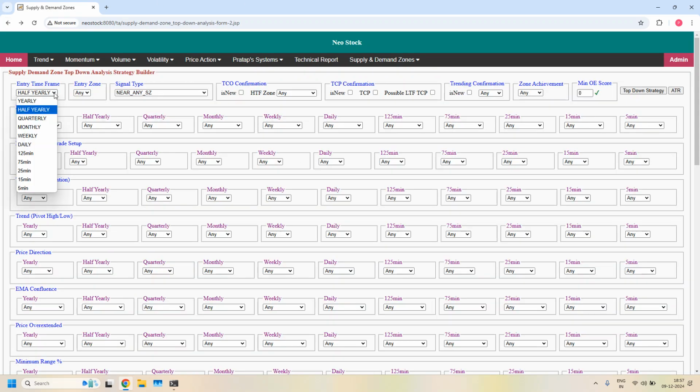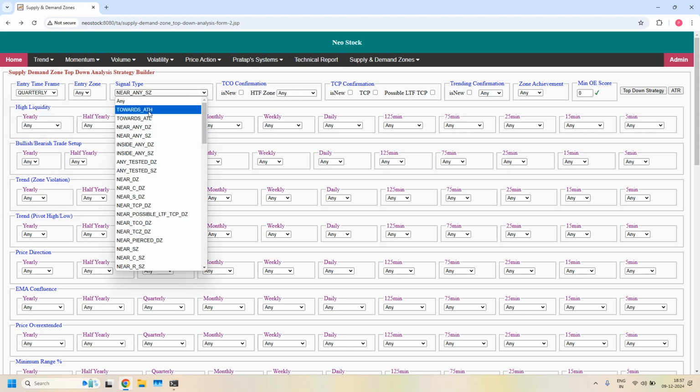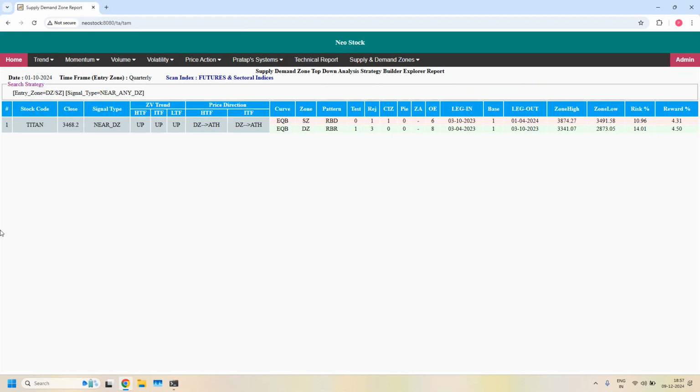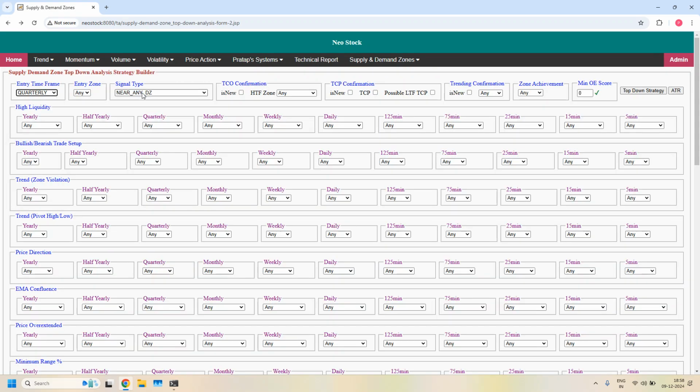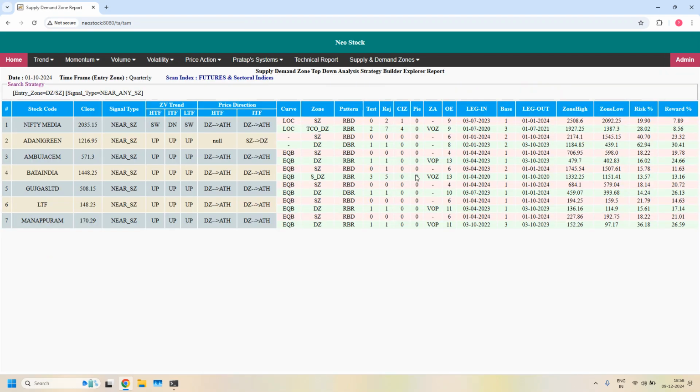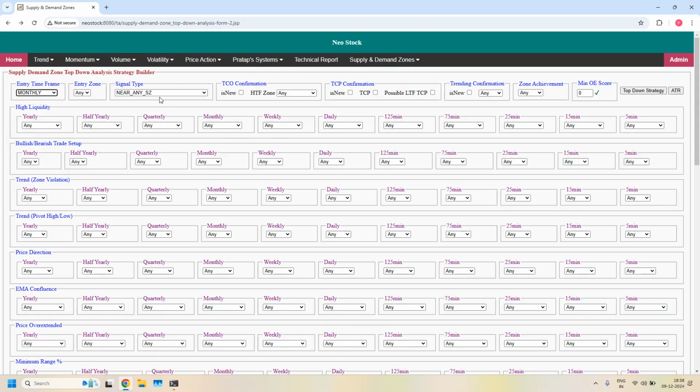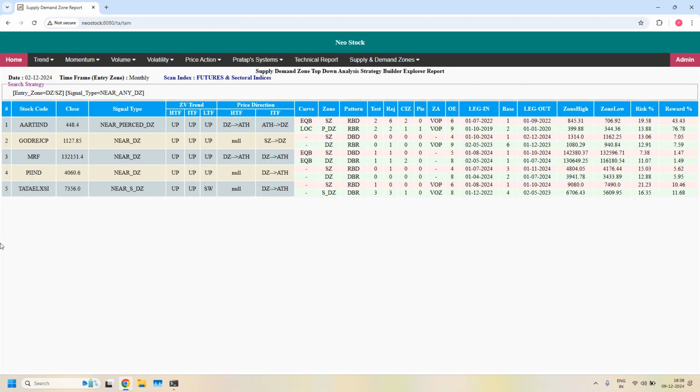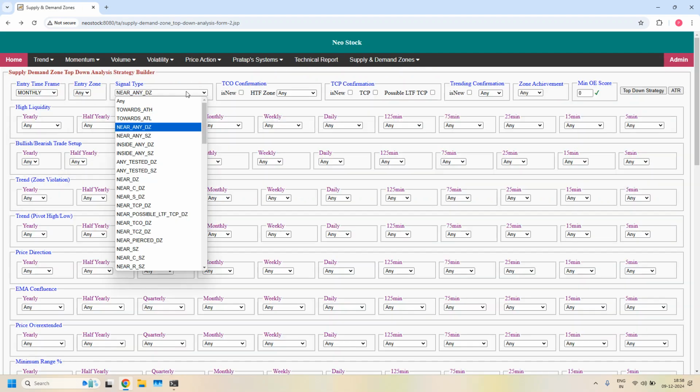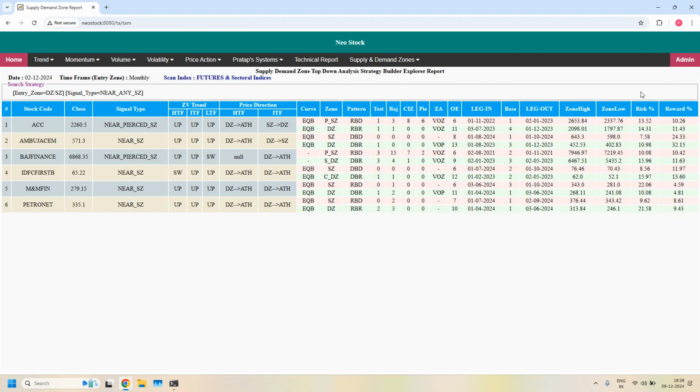Okay, next time frame is quarterly. Stocks near quarterly demand zone, one stock is filtered. Next quarterly time frame, stocks near quarterly supply zone, 7 stocks are filtered. Next time frame is monthly. Stocks near monthly demand zone, 5 stocks are filtered. Next monthly time frame, stocks near monthly supply zone, 6 stocks are filtered.